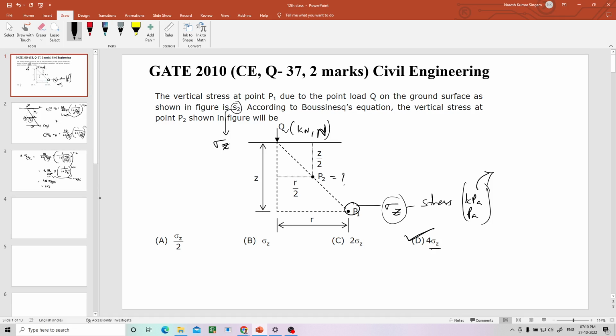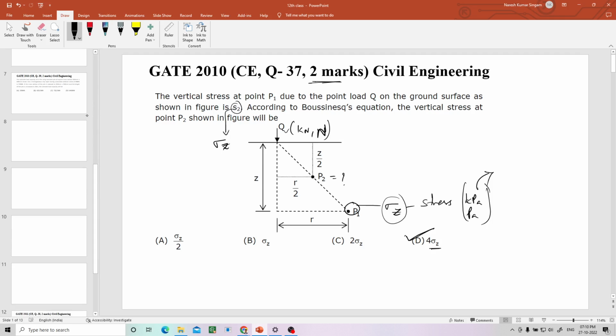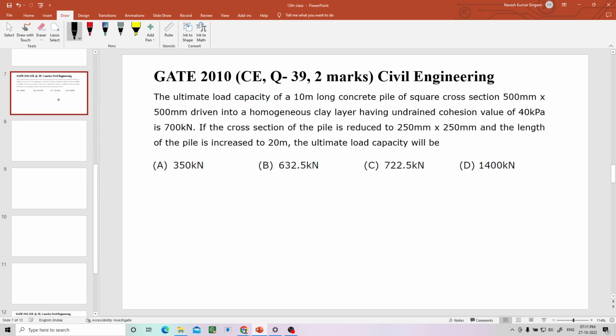So this is very simple, but this is of 2 marks. If you know the concept, it will be very simple. So moving on to the next question.